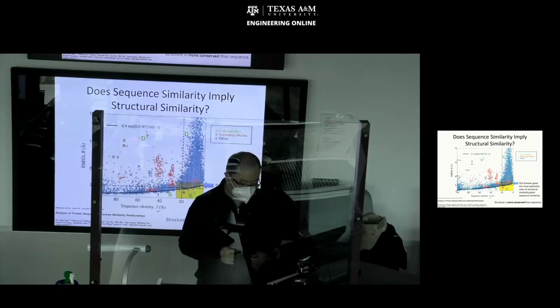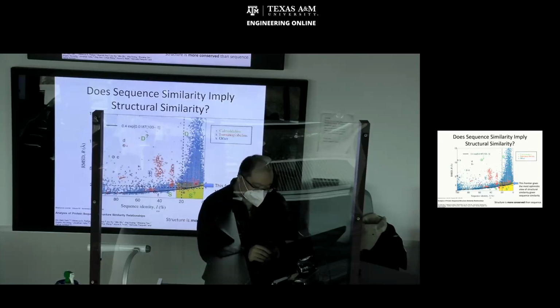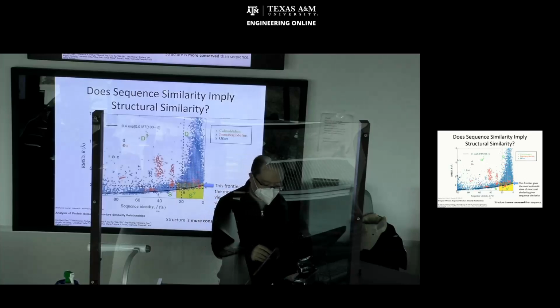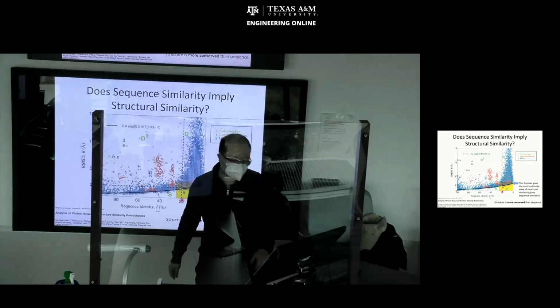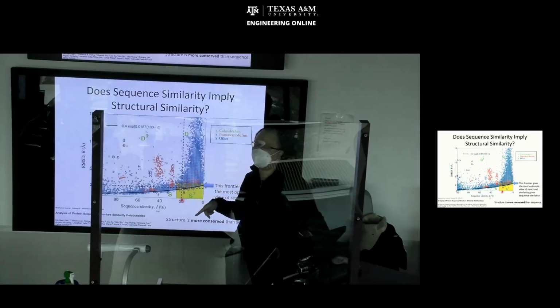Does that make sense? Okay, so if you look at the frontier, this gives you the most optimistic view, right? So that's the best case scenario because that's the lowest structure deviation, right? But remember that this most optimistic view would be way off from the majority when the sequence identity is low, okay? So if you see this kind of pattern, what can you do? Well, then you know when you can rely more on data, when you can rely more on principle.